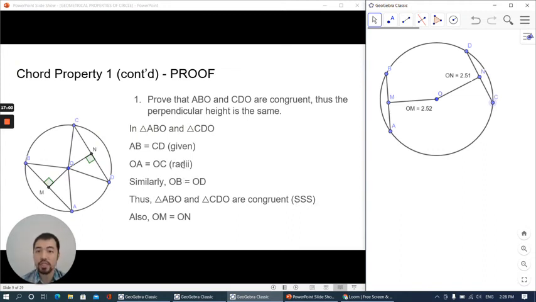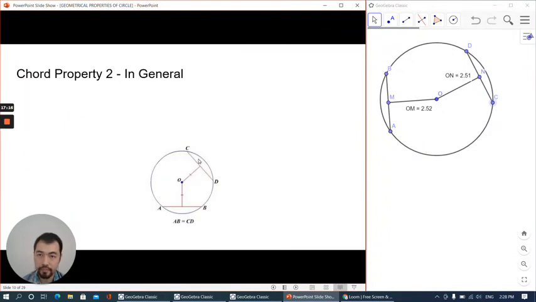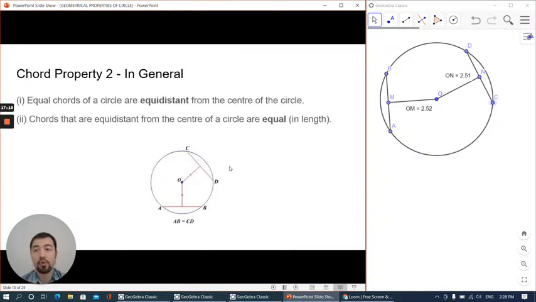So the perpendicular height is also the same, OM equals ON. All right. Any question at this point? No? All right. So let's continue with the conclusion. In general, equal chords of a circle are equidistant from the center of the circle.